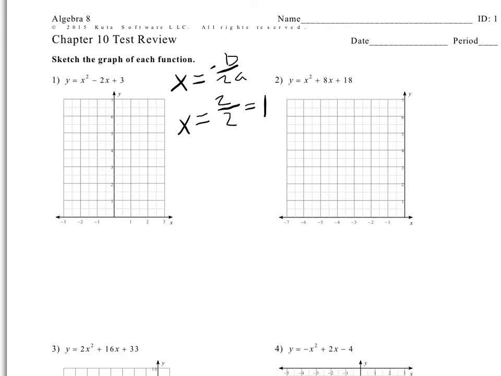Now we'll take 1 and plug it in. So 1 squared is 1, minus 2 times 1 is negative 2, plus 3. So we should just come out to be 2. So 1, 2 is right here. It's a little hard to make dots with this.